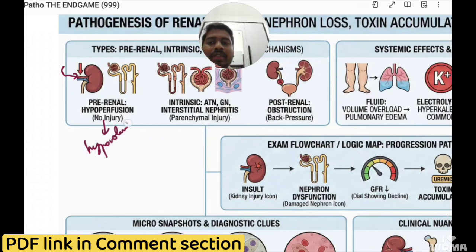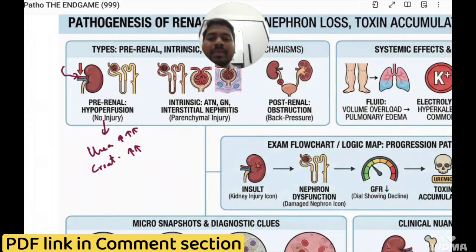It can be because of shock, it can be because of burns, it can be because of diarrhea. So anything which causes decreased blood volume to the kidneys causes pre-renal AKI. Now what happens in this? Urea and creatinine both rise. Urea rises because there is decreased circulating volume. Creatinine rises because of AKI.